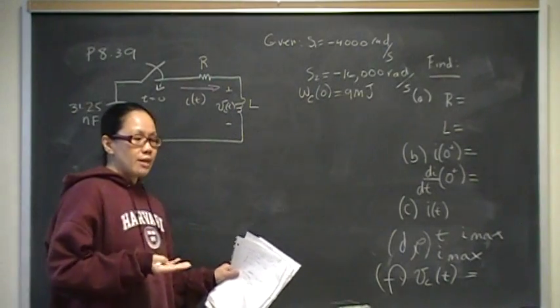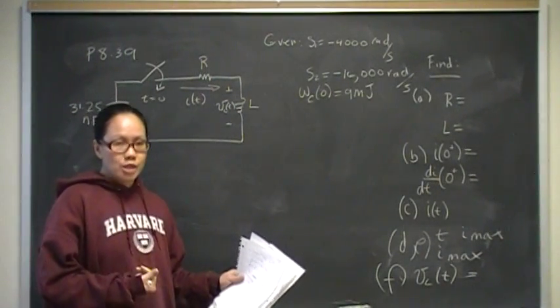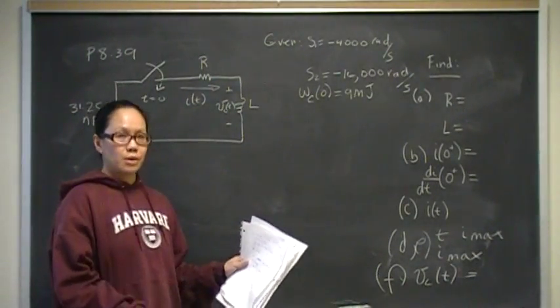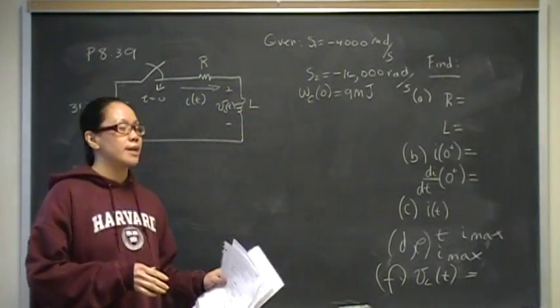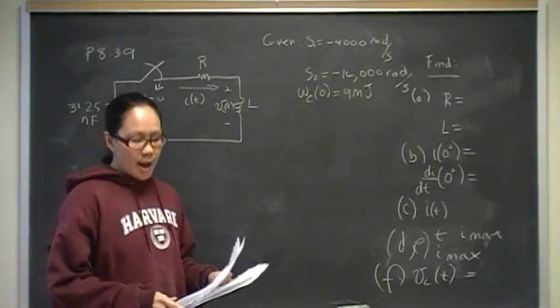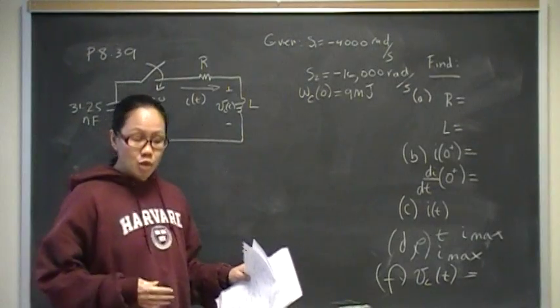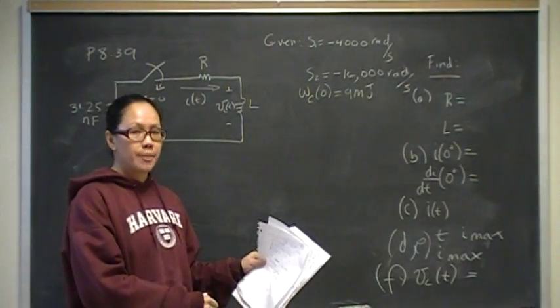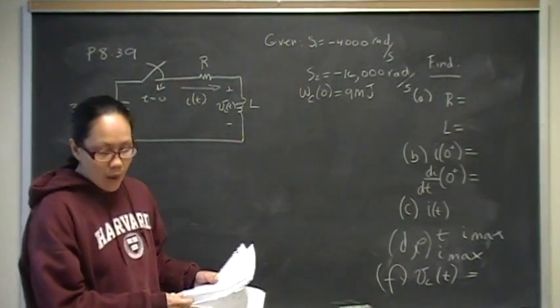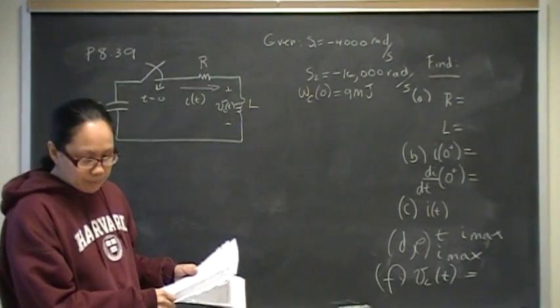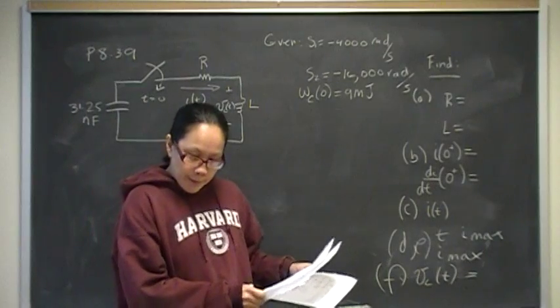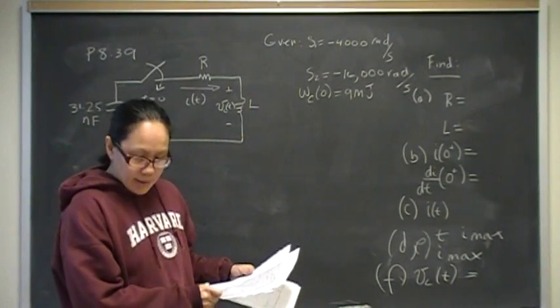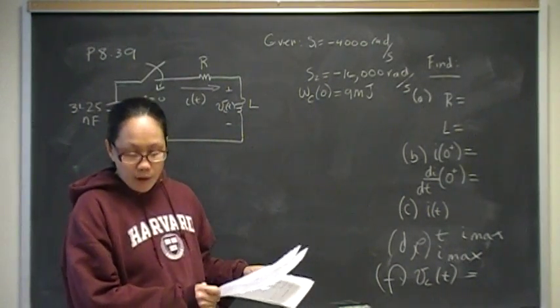So we can use that property of calculus to differentiate and set to 0, and that will give us the exact time when we will have a maximum current. Once you find that time, you simply plug it back into the formula in order to solve for the exact value of the current. So part E asks for the maximum value of the current itself.